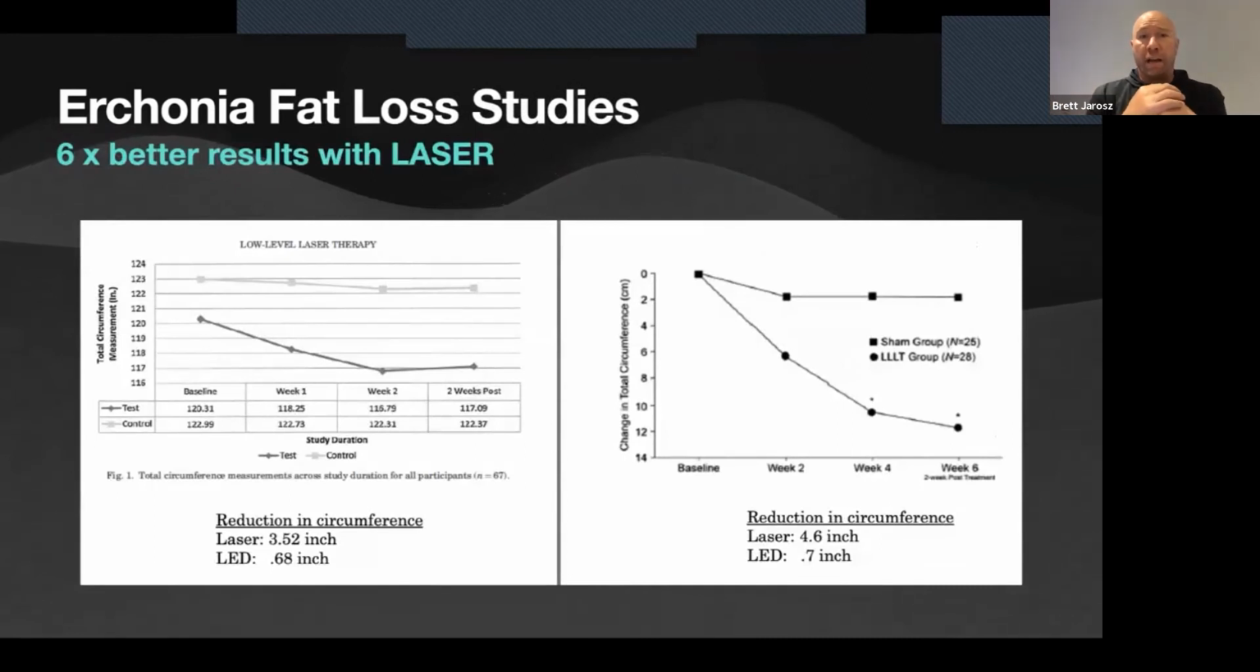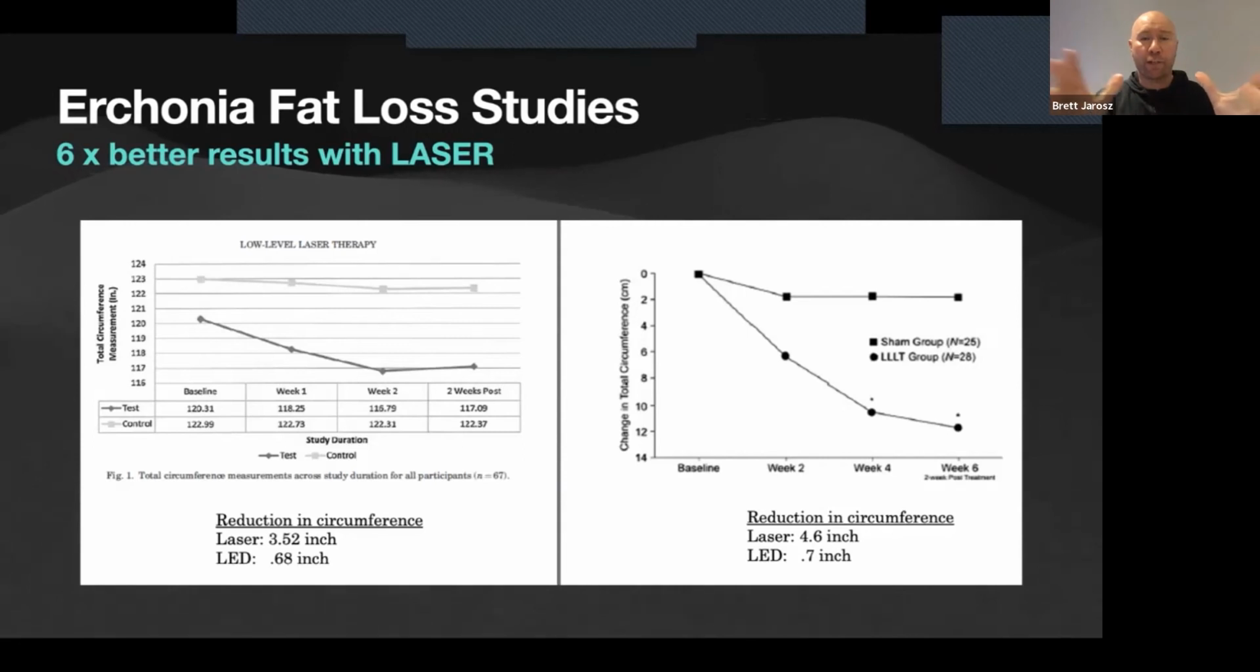Now, the Erchonia fat loss studies. RehaCare are a distributor of the Emerald laser, which has got TGA registration in Australia and FDA clearance. It's the only non-invasive device that's out there for fat loss. Erchonia is doing more research. I will probably do a few webinars coming up in the new year on the Emerald colored light, so that 532 nanometer, and how that works with fat loss.